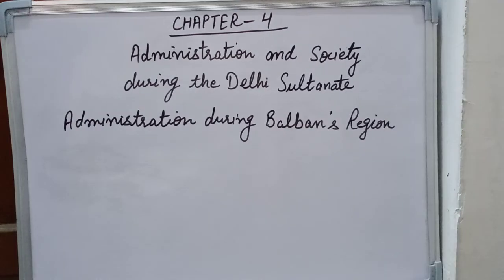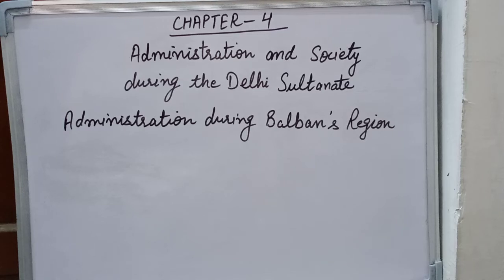Next is administration during Balban's reign. Balban was one of the powerful sultans of the Slave dynasty, but he didn't like the power of the Chahalganis, those 40 nobles. So he decided to finish their power, because he was aware that he would not be able to become a powerful sultan as long as all these 40 nobles were in power or in position.